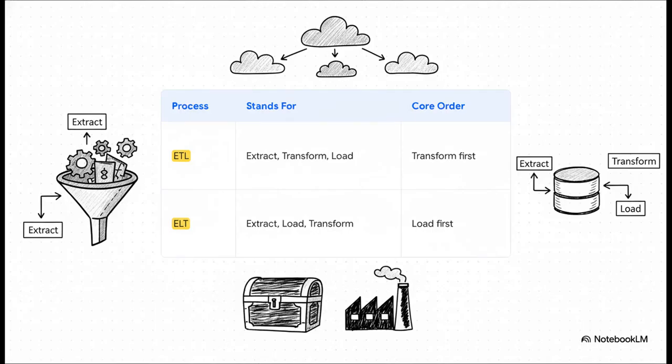All right, let's wrap this up with one final super clear recap. ETL, extract, transform, load. You transform the data first. ELT, extract, load, transform. You load the raw data first. It's that simple a difference in the order of operations, all made possible by modern technology.